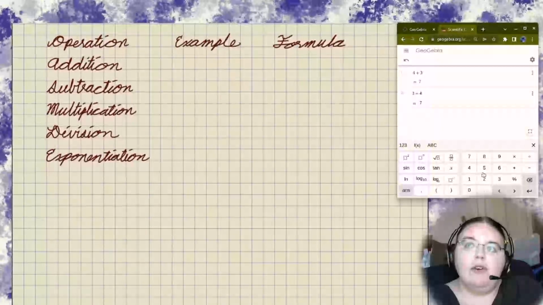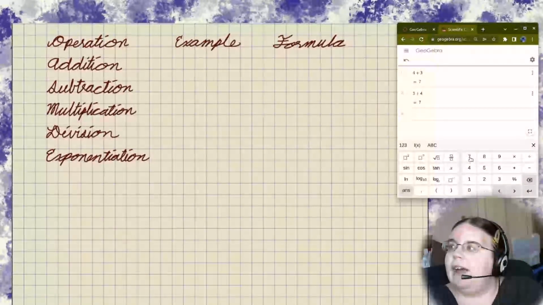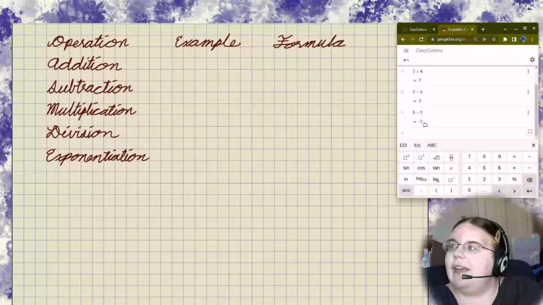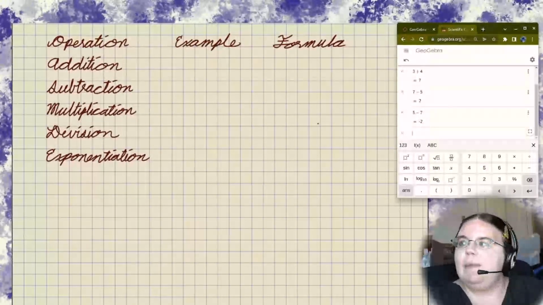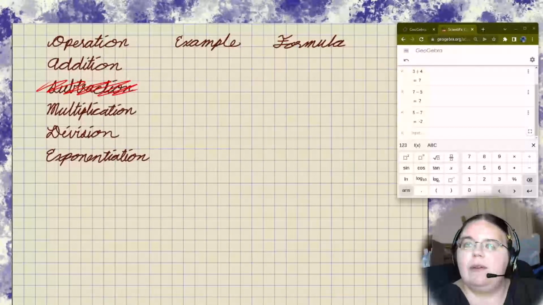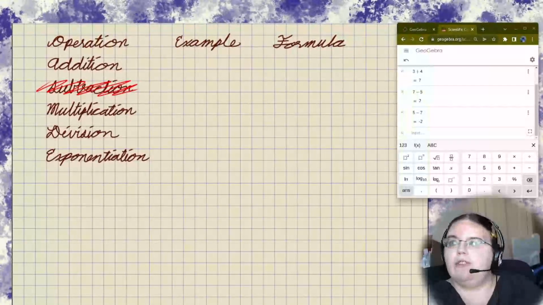So addition could be commutative. So now let's try subtraction. I'm going to try 7 minus 5, and that's 2. I will also try 5 minus 7, and that's negative 2. So it's kind of a related number, but it's not the same number. So I know subtraction is not commutative. It's order sensitive. Changing the order changes the result.